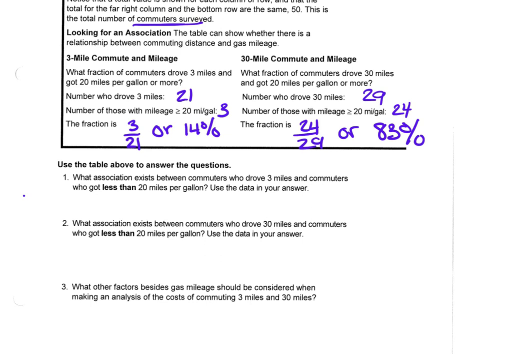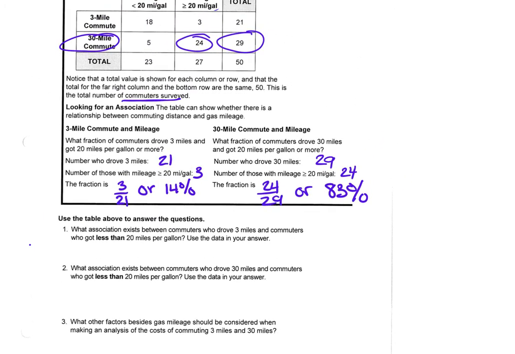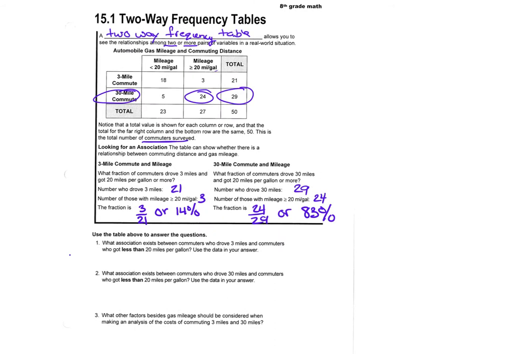Okay, it says to use the table above to answer the questions. What association exists between commuters who drove 3 miles and commuters who got less than 20 miles per gallon? And then use the data in your answer. So we need to look at 3 miles and less than 20 miles per gallon. So we've got 18 out of the total, which is 23, or 78%.